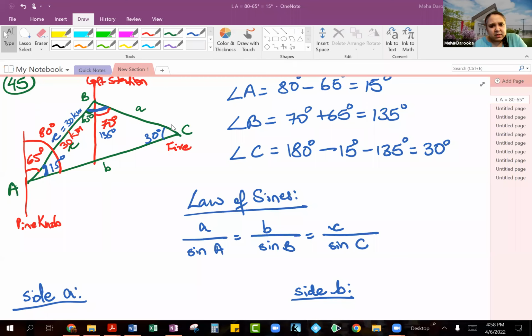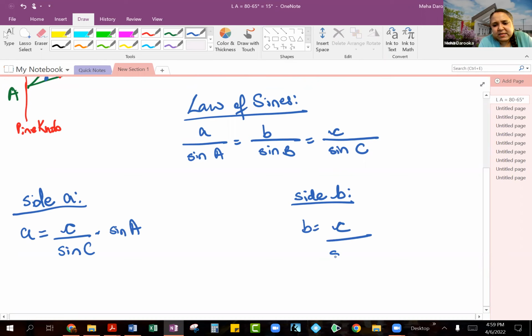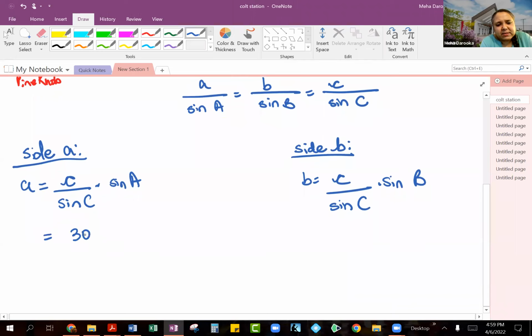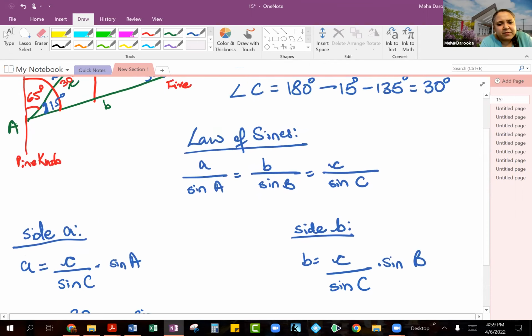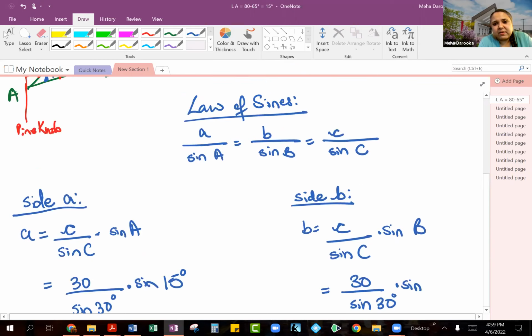Okay, Lucy, Darren, let's see. Alrighty, while your answers are coming through. So to find side A, when we rewrite our formula, you would have side C over sine C multiplied by sine of A. For side B, similar thing, you would have side C over sine C multiplied by sine of angle B. So this would be 30 kilometers over sine of 30 degrees, and this would be sine of A, which was 15 degrees. This guy here would be the same thing, 30 divided by sine of 30 degrees multiplied by sine of 135.